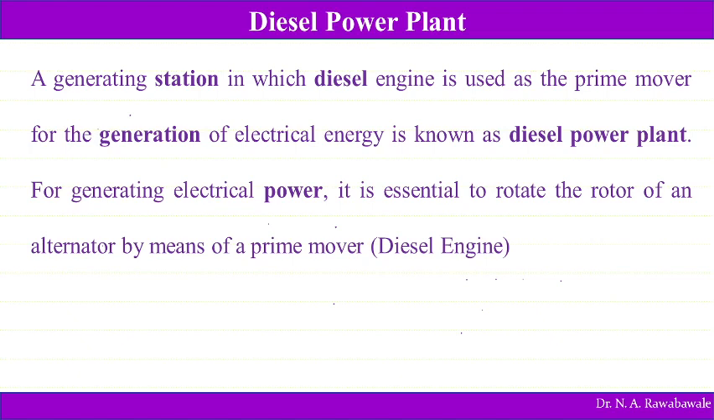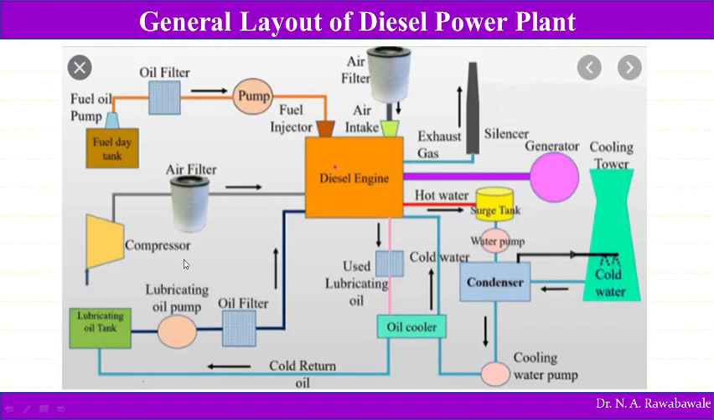This diesel power plant consists of a diesel engine. The shaft of the diesel engine is rotated with the help of heat energy produced by combustion of diesel, and the shaft is connected to the generator, which converts mechanical energy into electrical energy, and this electrical energy is transmitted through the transmission lines. So this is what a diesel power plant is. Now we will discuss how this diesel power plant works.